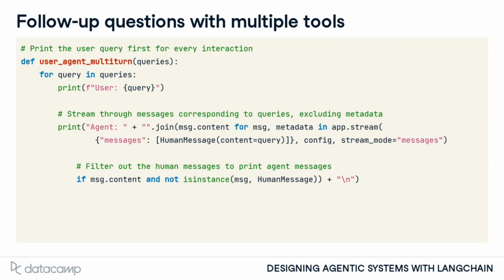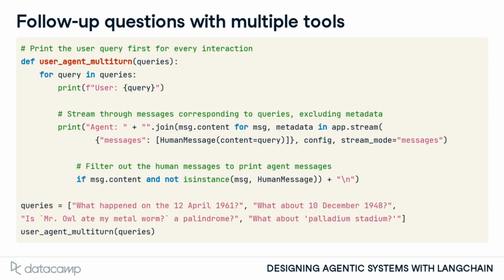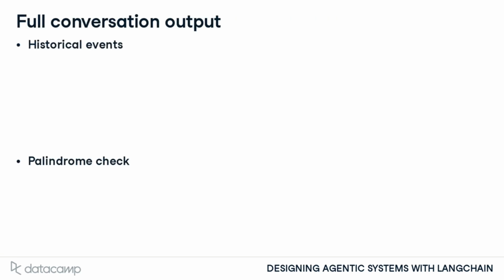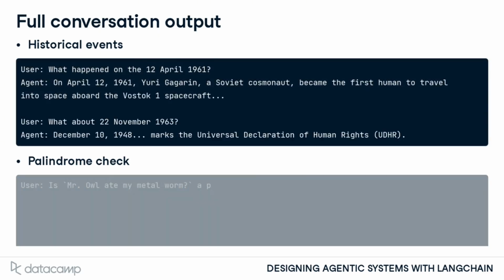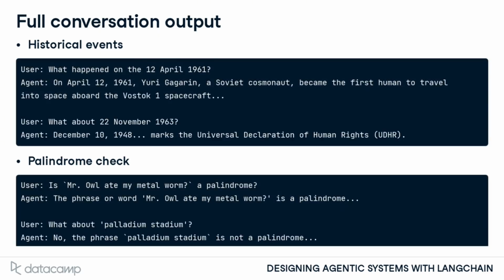To use this function, we'll pass our queries as a list called queries, where every second question is a follow-up. We now have a full conversation with different queries answered using different tools. Our user and chatbot responses are clearly marked, and follow-up questions are enabled.